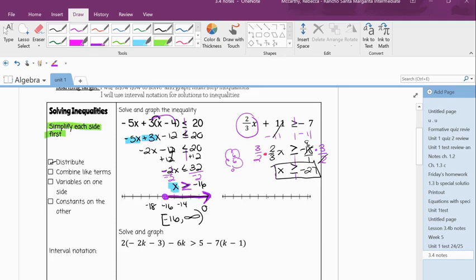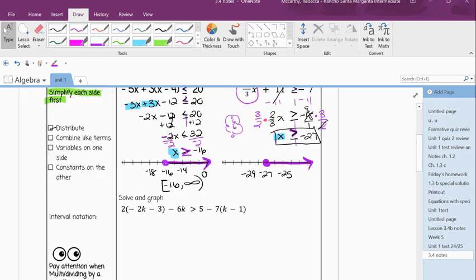Now I'm going to graph it. So here's negative 27, negative 25, negative 29. Pick a couple of numbers, one to the right, one to the left of your target number. So I know it's a closed circle also. I recognize that my variable is on the left side, so I could say, hey, it looks this way, so it's going to go that direction. That's one way of doing that, okay?